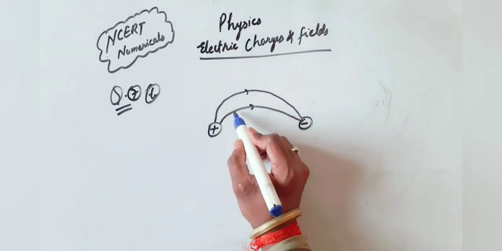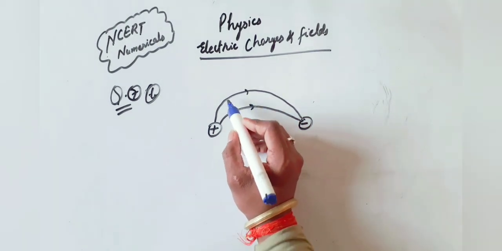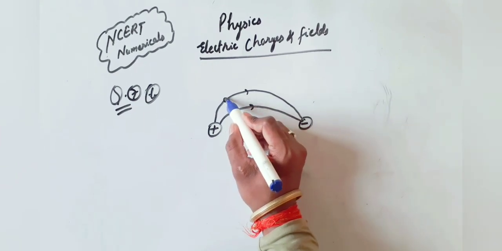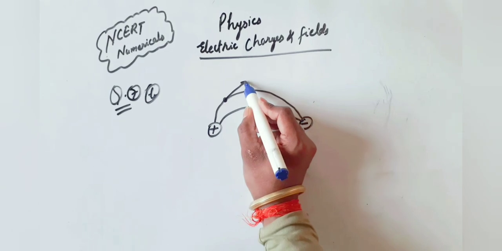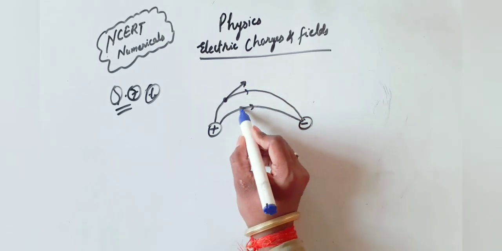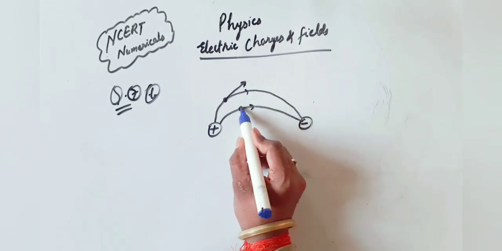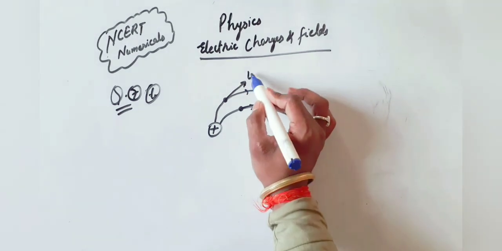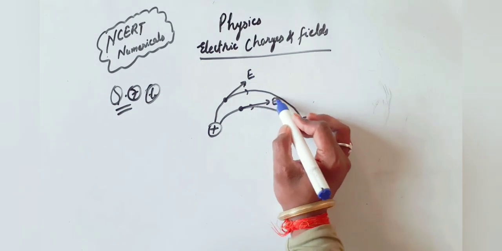As we know, the direction of the electric field line is tangential at every point. Suppose at this point the direction of the electric field will be in this direction, and from this point the direction of the electric field line will be in this direction. So the direction of the electric field line will always be tangential.